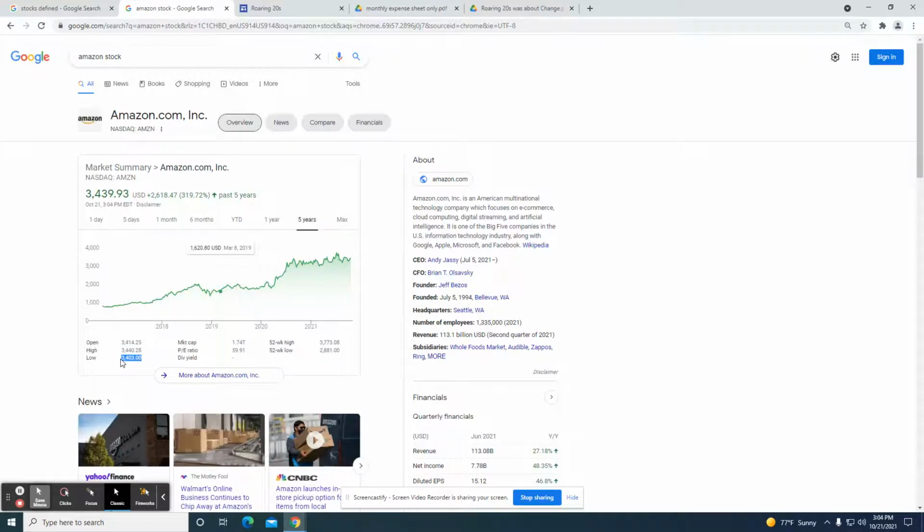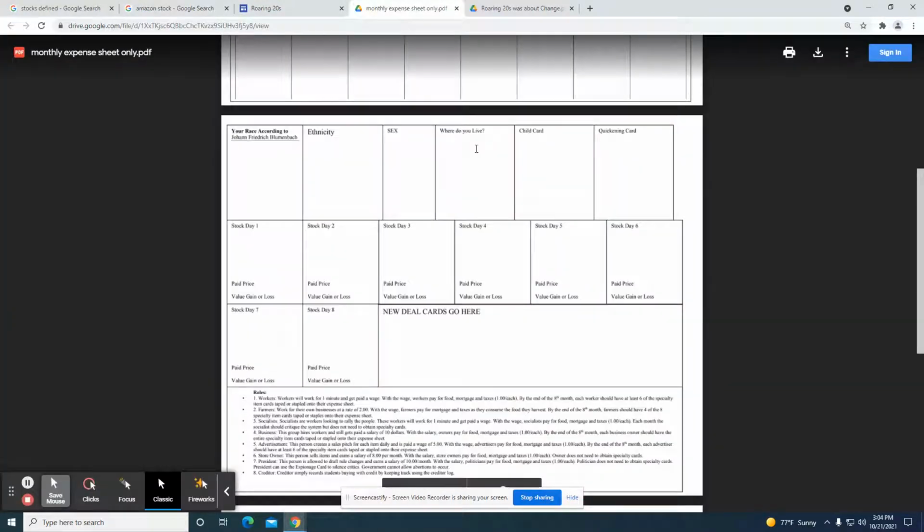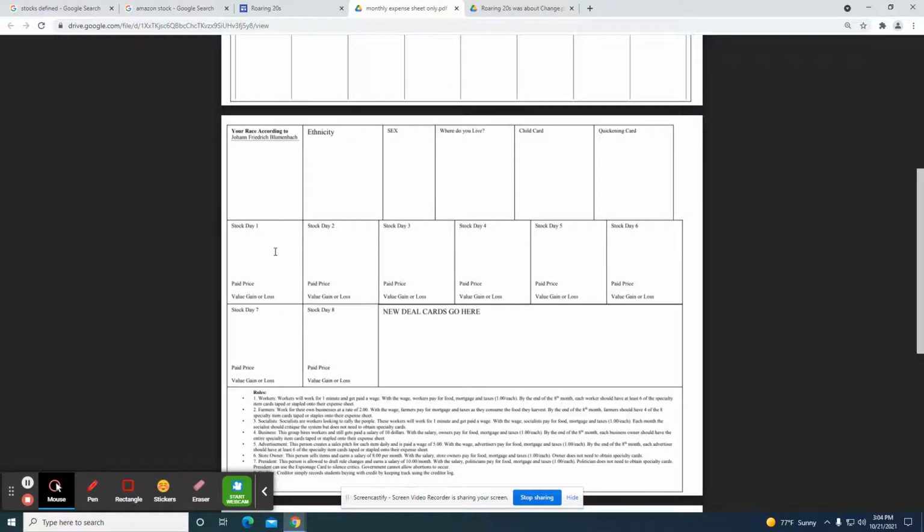The lowest is this amount. And this is dependent on a couple of factors that we just don't need to get into. So for the most part, for the simulation, you will have a stock. You will place the day that pertains to the day you purchased the stock. It'll have 1, 2, 3, all the way up to 8.